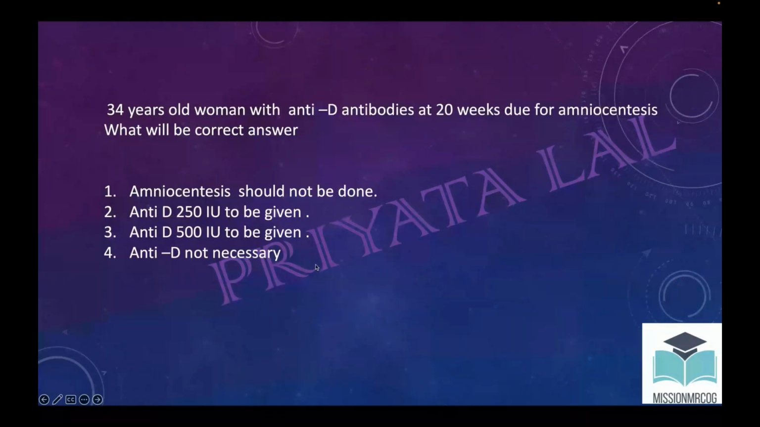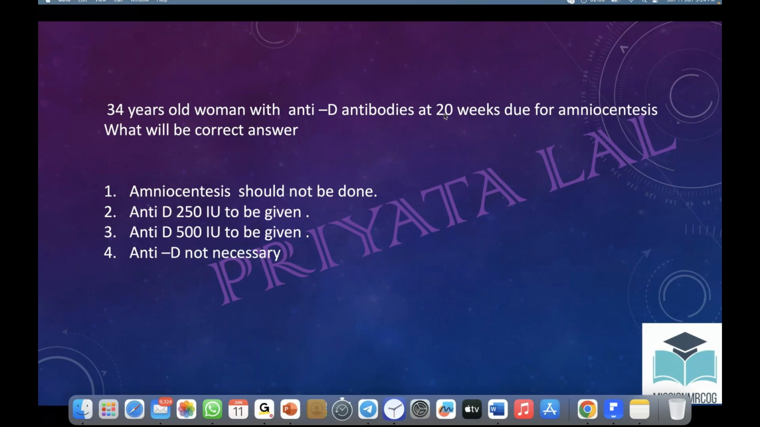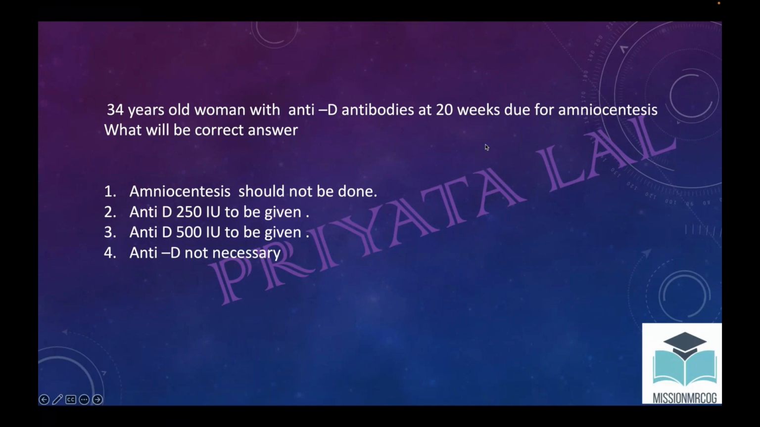Now, a question. A 34-year-old woman with antibodies at 20 weeks of pregnancy has been advised to go for amniocentesis. What do you think should be done? Amniocentesis should not be done, anti-D 250 to be given, anti-D 500 to be given, or anti-D not necessary. Can anyone give me the answer?